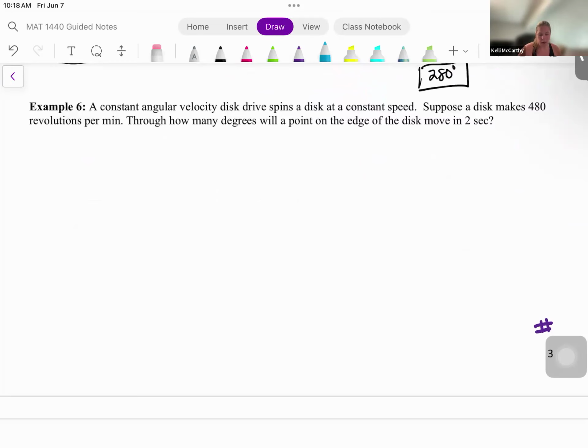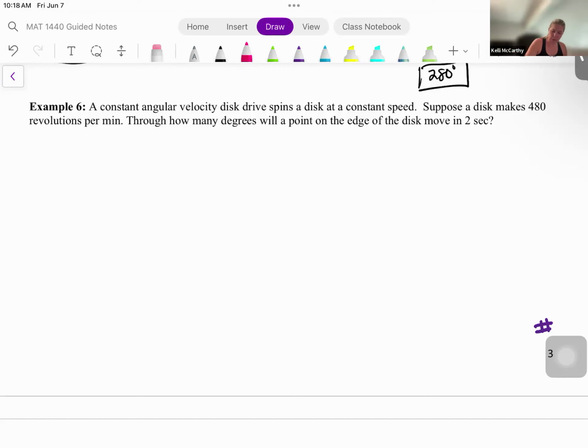A constant angular velocity disk drive spins a disk at a constant speed. Suppose a disk makes 480 revolutions per minute. Through how many degrees will a point on the edge of the disk move in 2 seconds? So this is a conversion problem. We're going to use a technique for performing conversions. That technique's called dimensional analysis. Sorry, I had to pause to remember that.